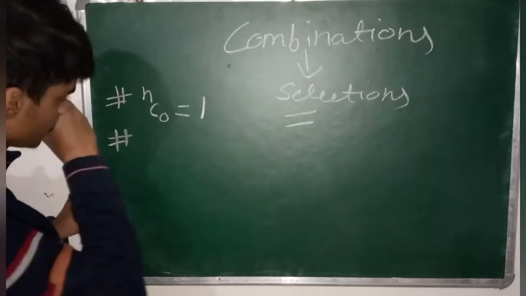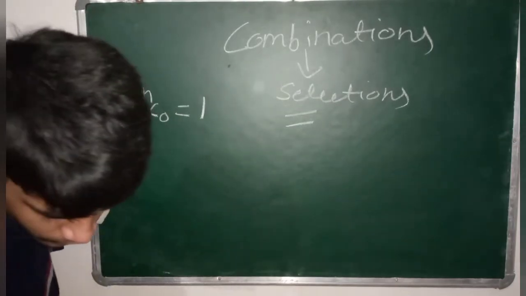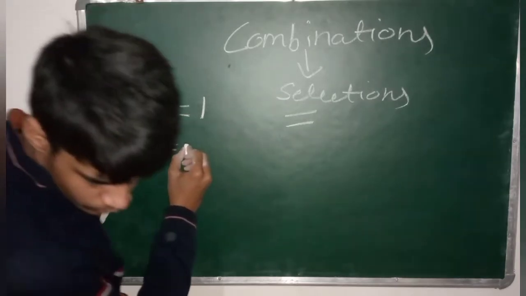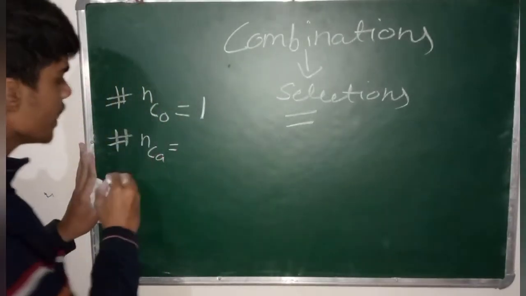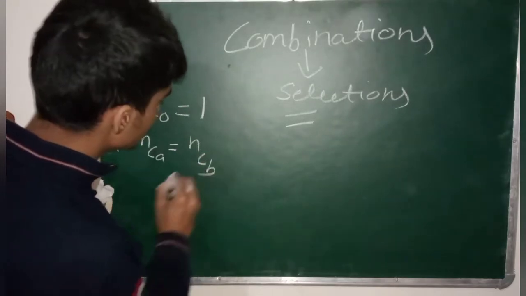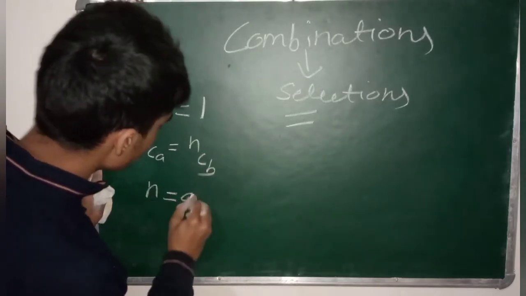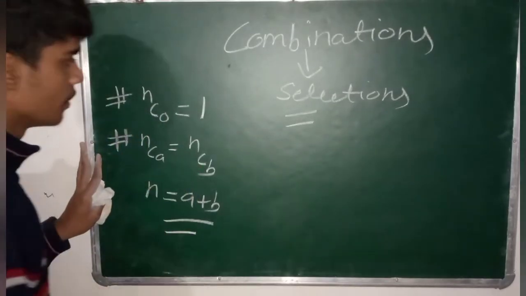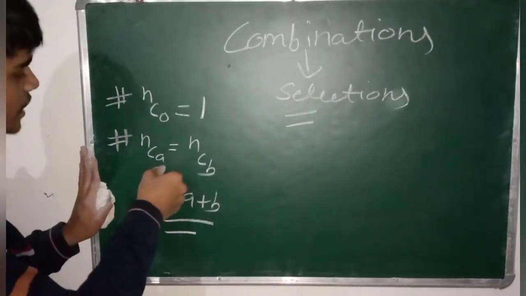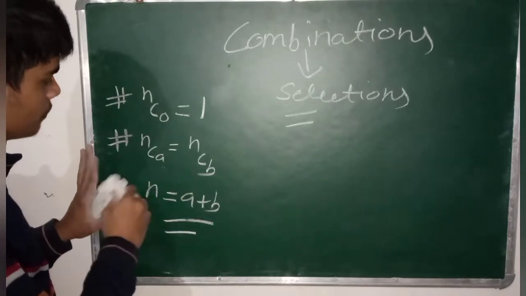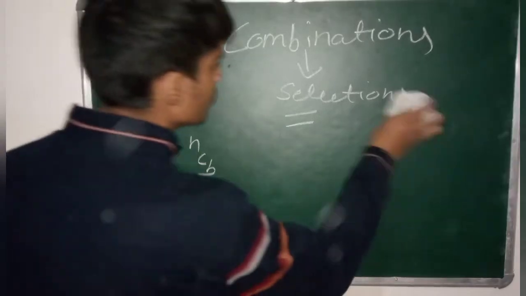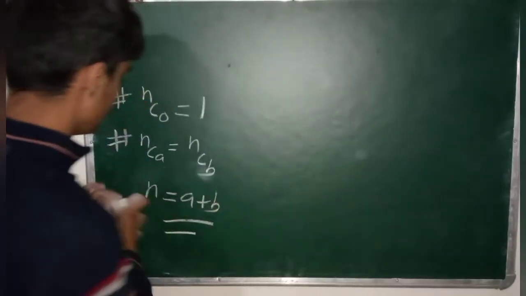And the second one is: if nCa equal to nCb, then n equal to a plus b. How to derive this? How does it come, n equal to a plus b? So see the derivation of this equation.